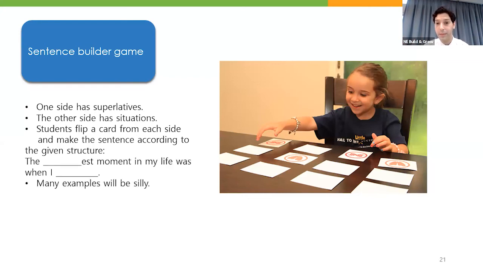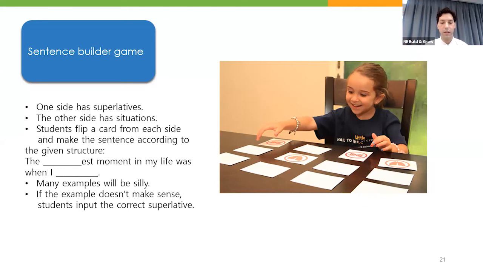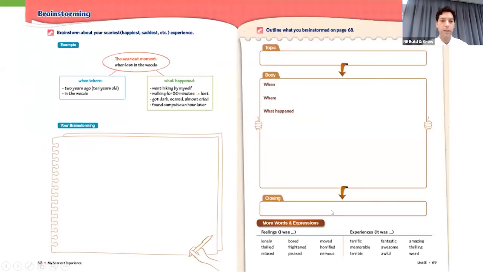Now, of course, not all of those sentences are going to make sense, right? A lot of examples will be silly because they're randomly flipping the cards. So you might get something like the scariest moment in my life was when I won the lottery. And of course, that's silly. So then you'd want to have the students make corrections and change the superlative or change the situation according to whichever one they want. Right? But this gives them additional practice and it's fun because you get silly examples and it'll help them remember this a lot better, right? So after we've done all these activities, we're going to go into the brainstorming. So of course, this is a drafting stage.